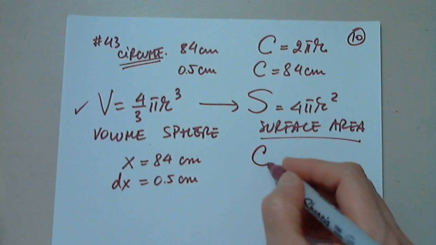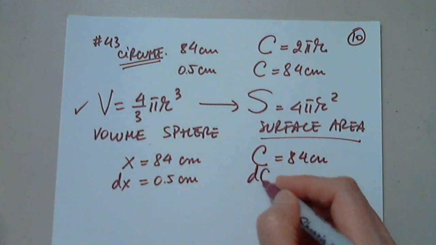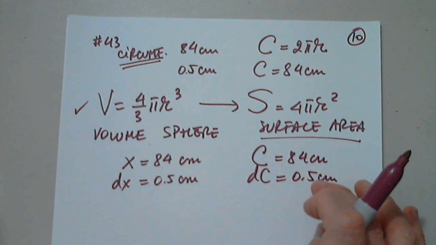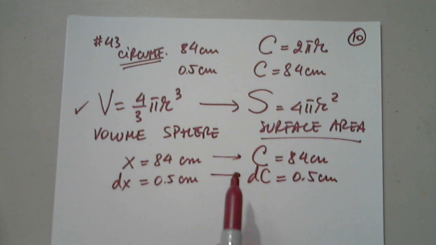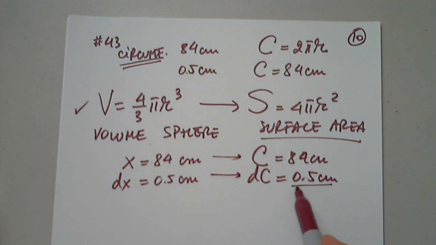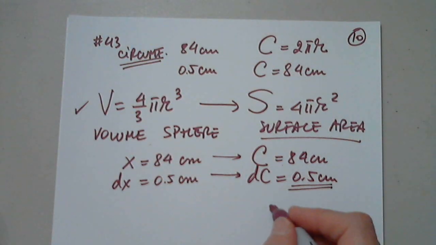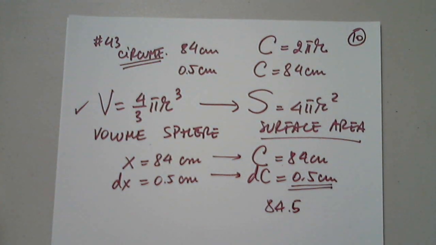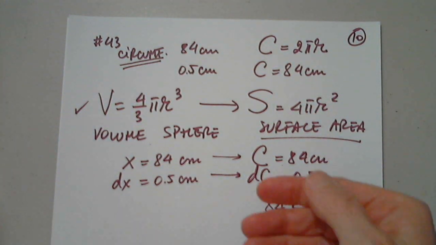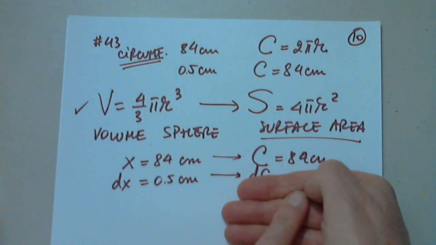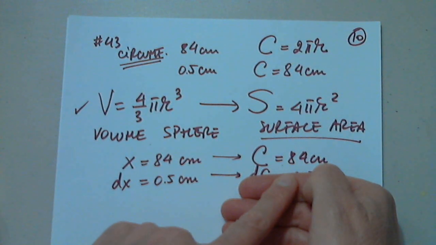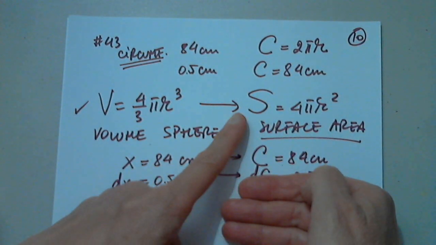Yes, I know you understand that this is C, which is 84 centimeters, and this is DC, which is 0.5 centimeters. It doesn't matter to me if we continue with X or with C, but I want you to understand what this means. So the circumference should be 84 centimeters, but because it has an error of 0.5, which now is 84.5, of course that will affect the surface area. It would have no problem if I plug in 4 pi r squared, and the circumference, remember, is 2 pi r. I have to solve for r.